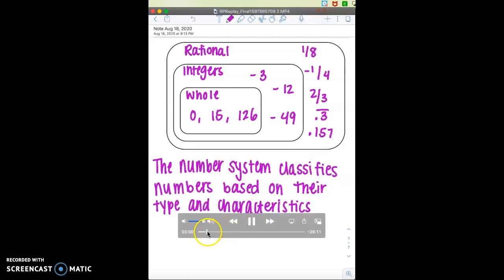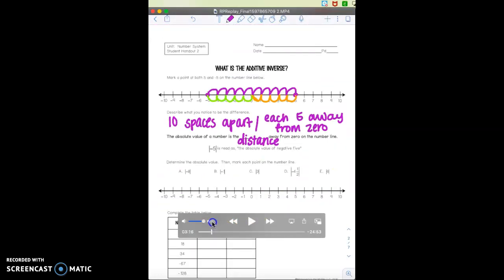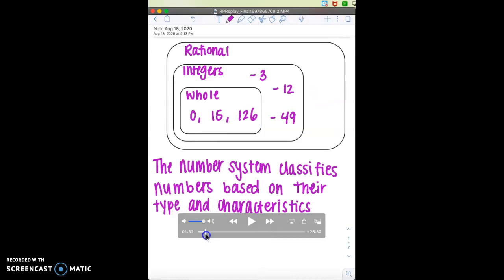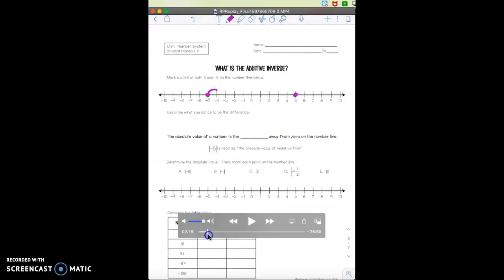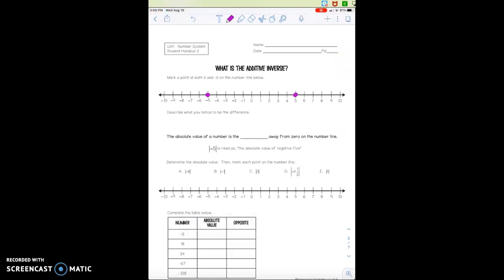Okay, so now we're going to move kind of into some operations, and I'm so sorry about how bad I'm doing fast forwarding here. So we're going to learn about a thing called the additive inverse. So looking at our number line, it asks me to plot both 5 and -5 on the number line below. So I'm just doing that. And right now, I'm just showing you how many spaces there are on a number line between -5 and 5. And that is 10 spaces. So that is the distance they are apart from each other.